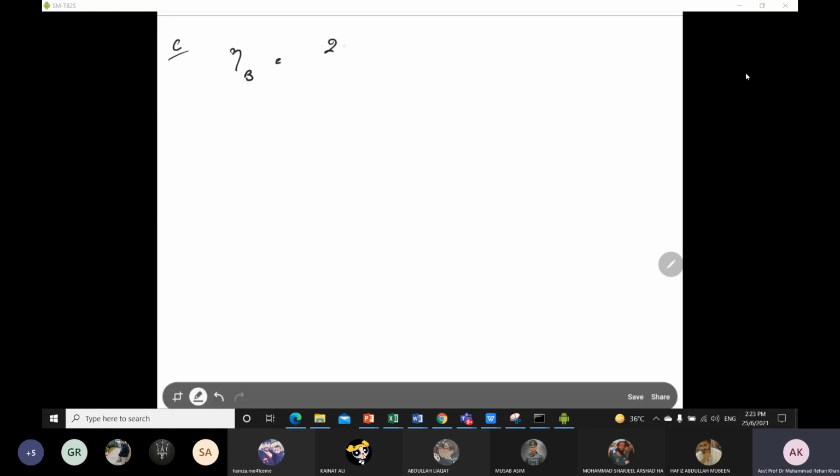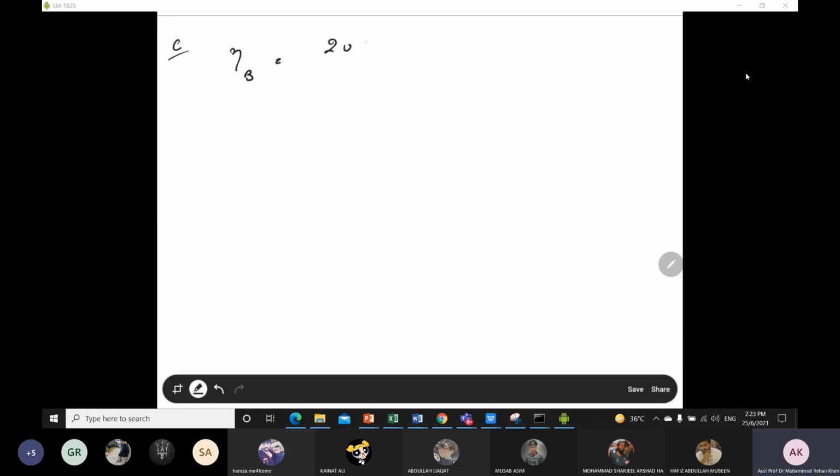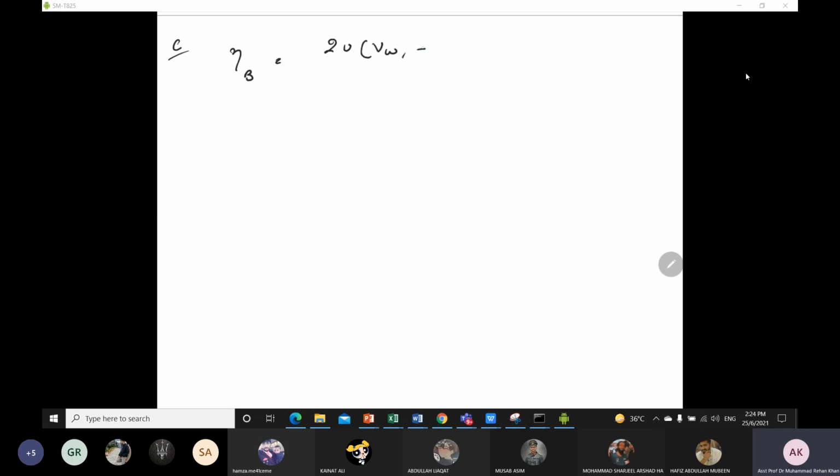So moving towards part C. Part C is to find the blade efficiency. The blade efficiency formula we already discussed in the last class, the simplified version, that is 2U (VW1 plus VW2) divided by V1 squared. U is basically the blade speed. Here we have all the parameters with us. U is 300 meter per second, VW1 plus VW2 is 927.5, and V1 squared is 900 squared.